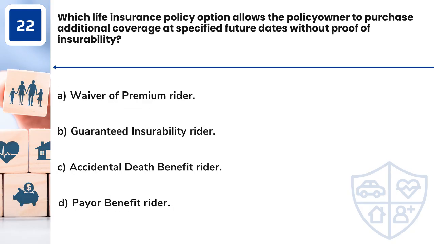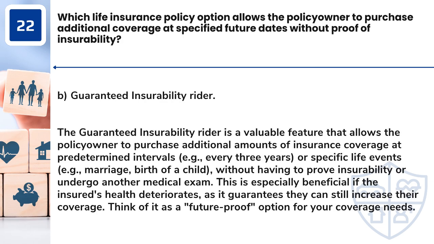Question 22. Which life insurance policy option allows the policy owner to purchase additional coverage at specified future dates without proof of insurability? A. Waiver of Premium rider. B. Guaranteed Insurability rider. C. Accidental Death Benefit rider. D. Payor Benefit rider.